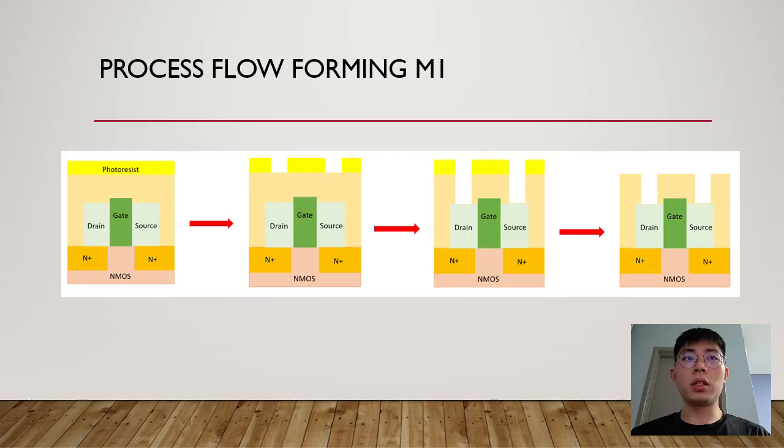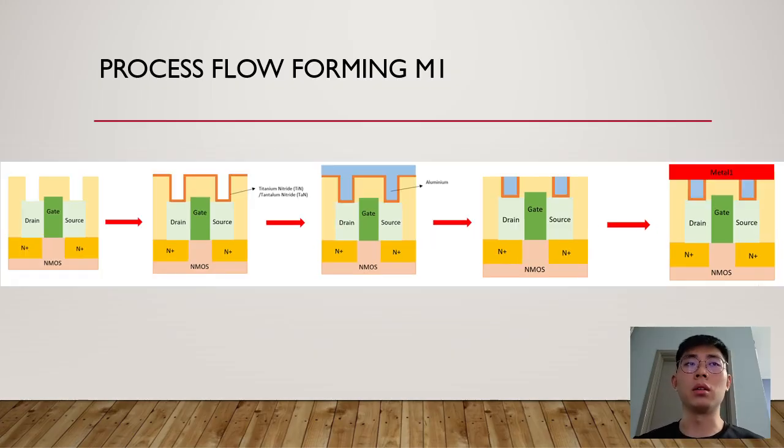Once the photoresist is removed, we will clean the wafer surface, as the next step is barrier metal deposition, to ensure a reliable, low resistance ohmic contact and to prevent unwanted reaction or diffusion between the contact metal and the underlying silicon. A barrier layer such as titanium nitride is deposited using PVD or CVD.